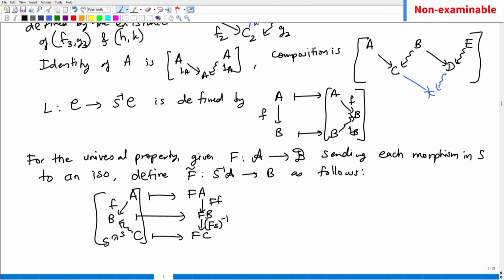The left side is a morphism in S inverse C, which is from A to B, the object. Left side of what is a morphism? This is a morphism to morphism. Yes, morphism to morphism. Left side is a morphism in S inverse C. It is the equivalence class of this. You pick any representative and then you do this.